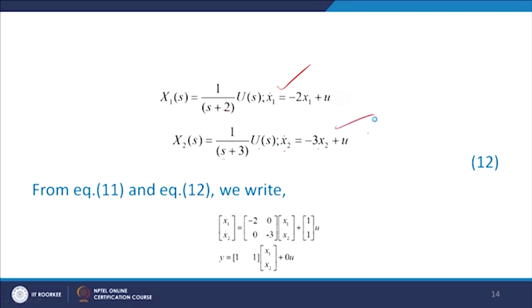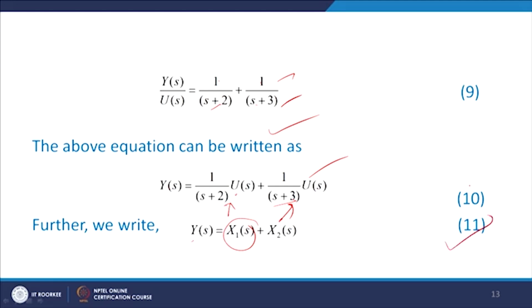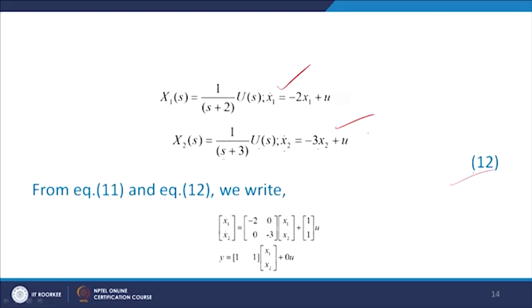So from using equation 11 and equation 12, we have got x1 dot, x2 dot equals minus 2, 0, 0, minus 3 into x1, x2 plus 1, 1 into u, and y equals 1 1 into x1, x2 plus 0 into u. So you will find that this system we have taken is strictly proper, and because of that 0 has come, that is D is 0.